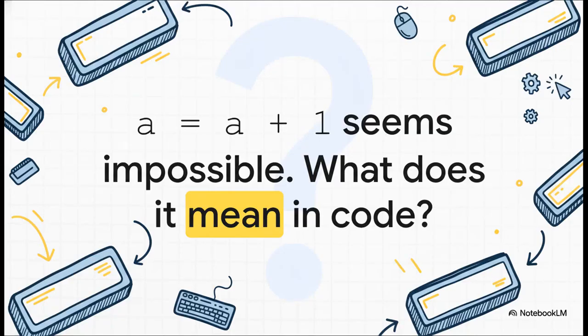Okay, hold on. This next part is where programming starts to look really different from math class. So if you've ever taken algebra, this line of code is going to look like it breaks all the rules. A equals A plus 1. What? How can something possibly be equal to itself plus 1?